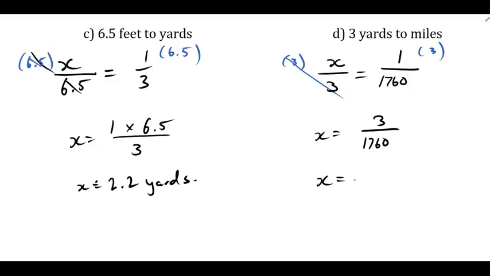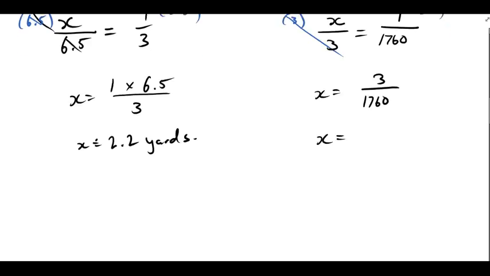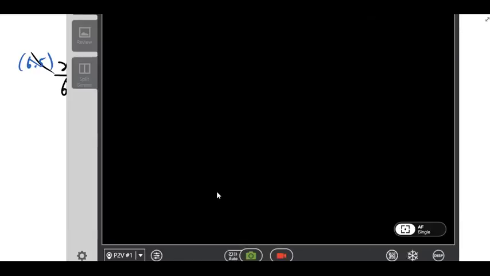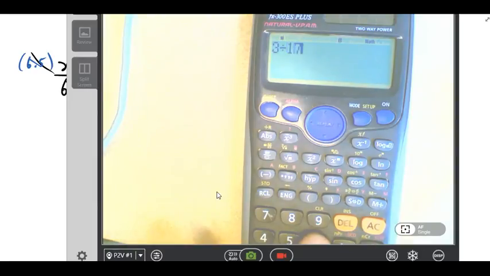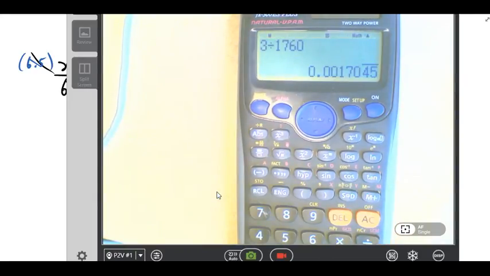Let's take a look at it. Typically, this one doesn't in the lesson, but it's going to give you instructions in a question: round to 1 decimal place, round to 2 decimal places. So you would just have to follow instructions. Let's just take a look at the answer and see if we can make sense of it. So 3 divided by 1760, and convert that to a decimal.